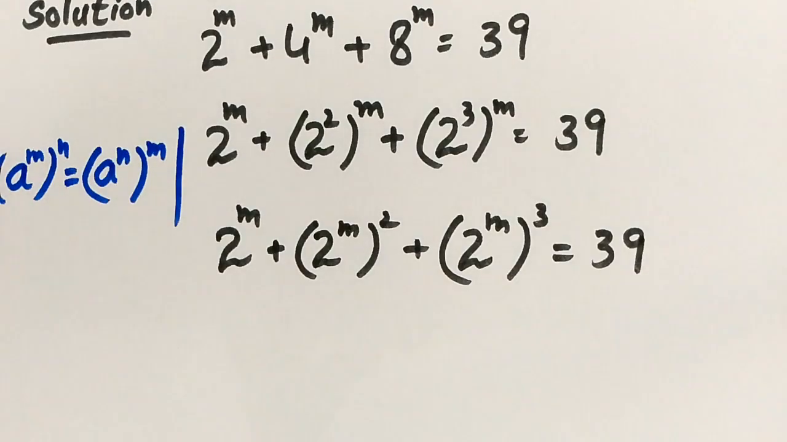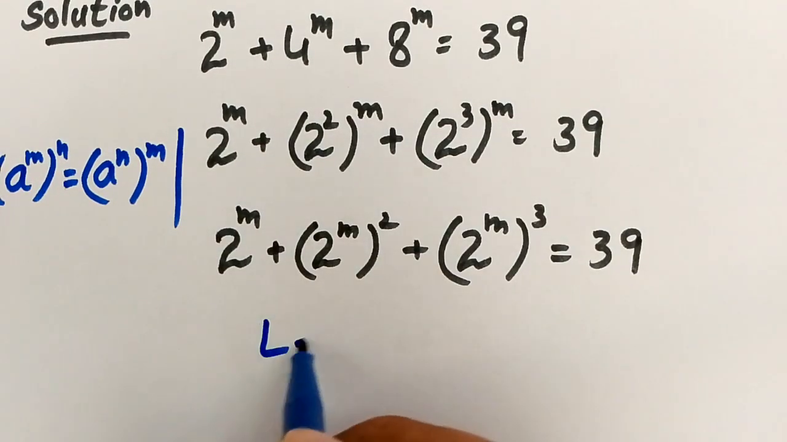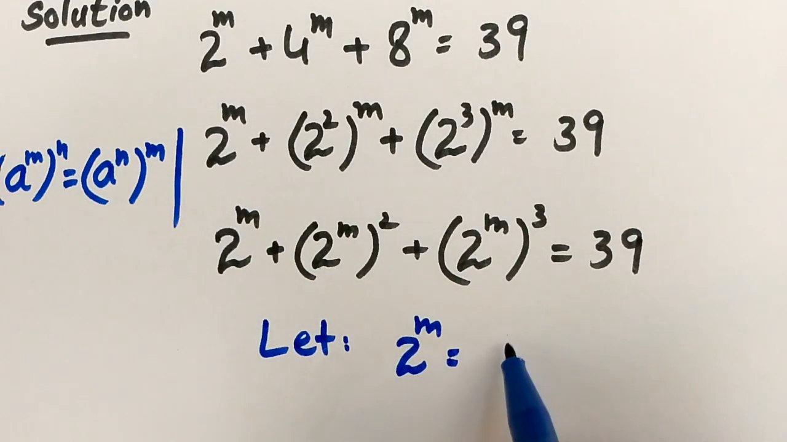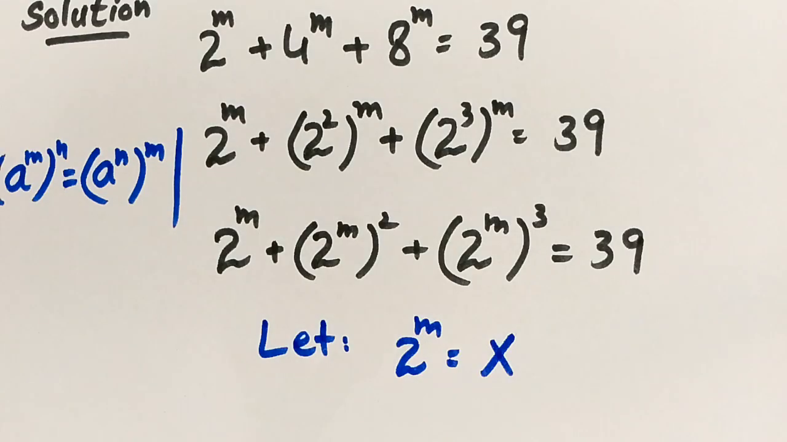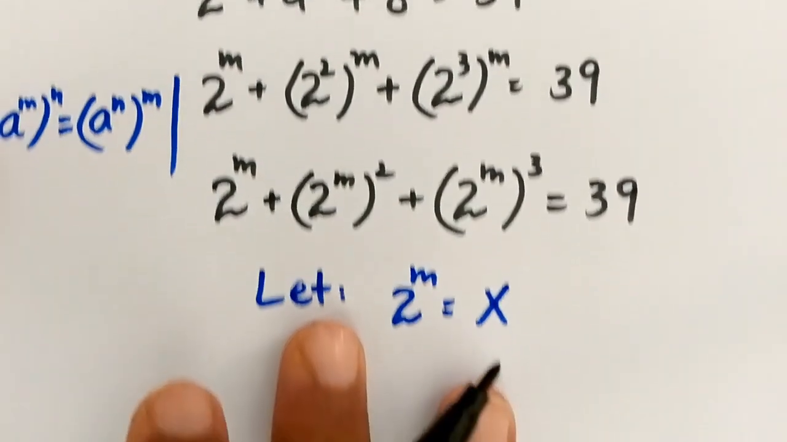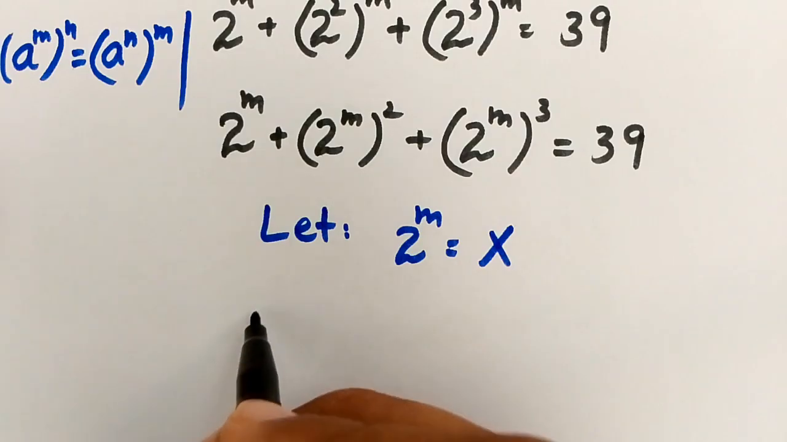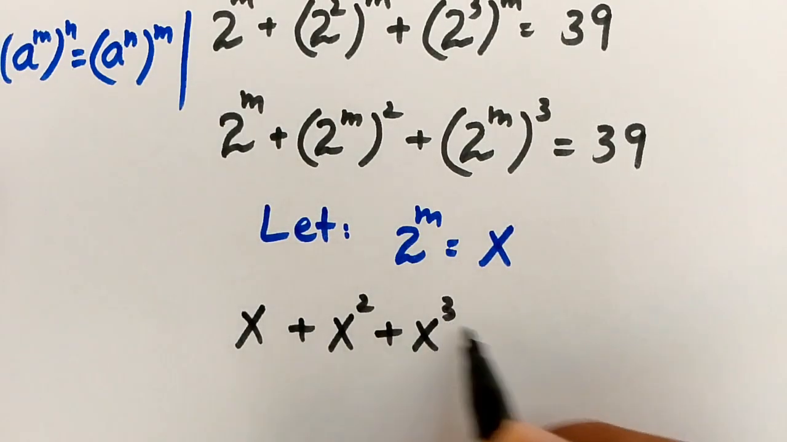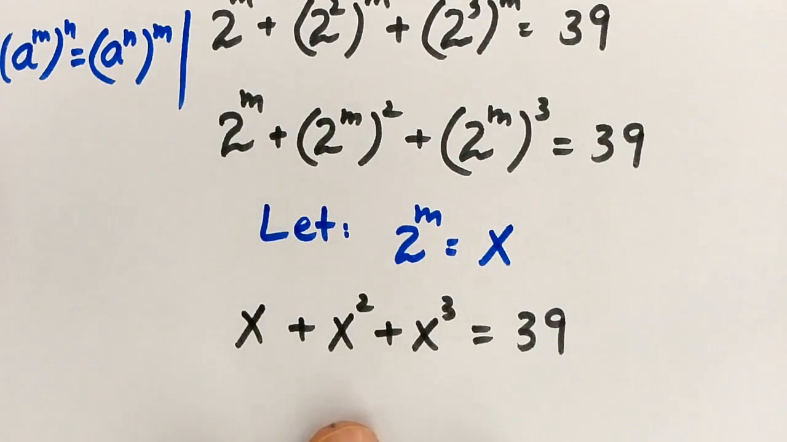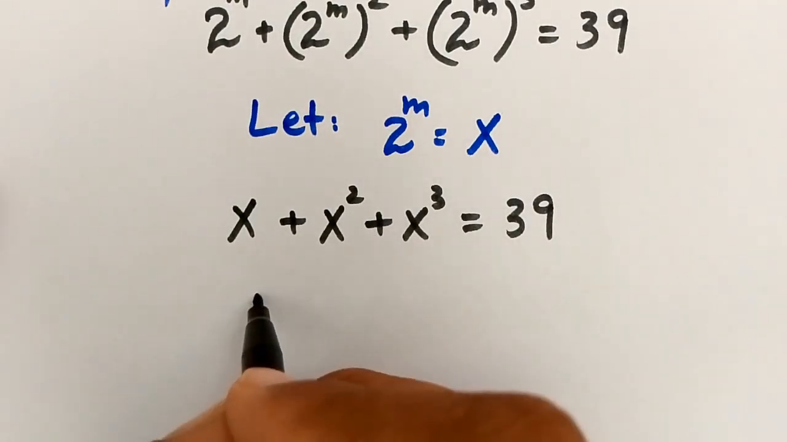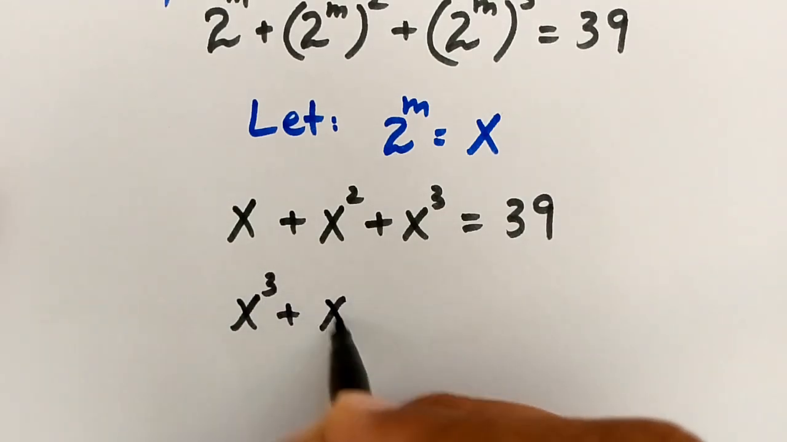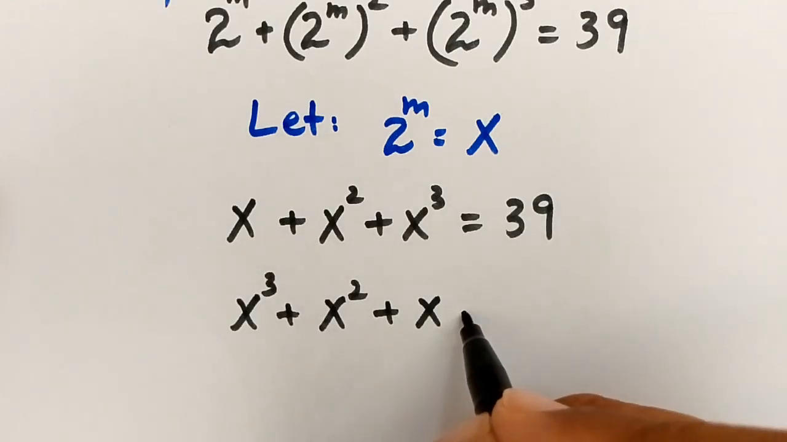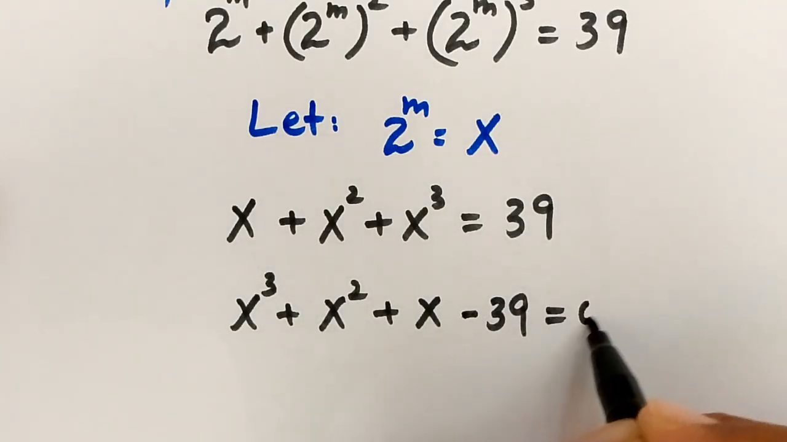Now, let's suppose this 2 to the power of m is equal to x. Now, we have to put x in place of 2 to the power of m. So this will become x plus x square plus x to the power of 3 is equal to 39. Now, x to the power of 3 plus x square plus x, we have to move this 39 to the left side, so this will become minus 39, which is equal to 0.